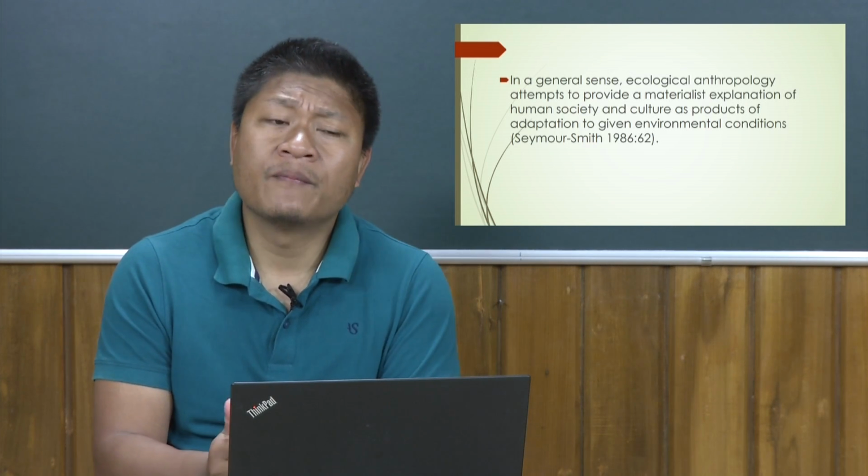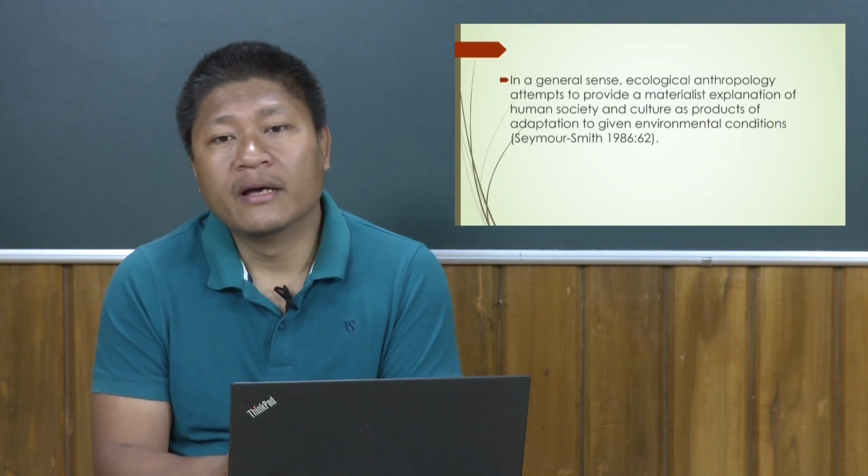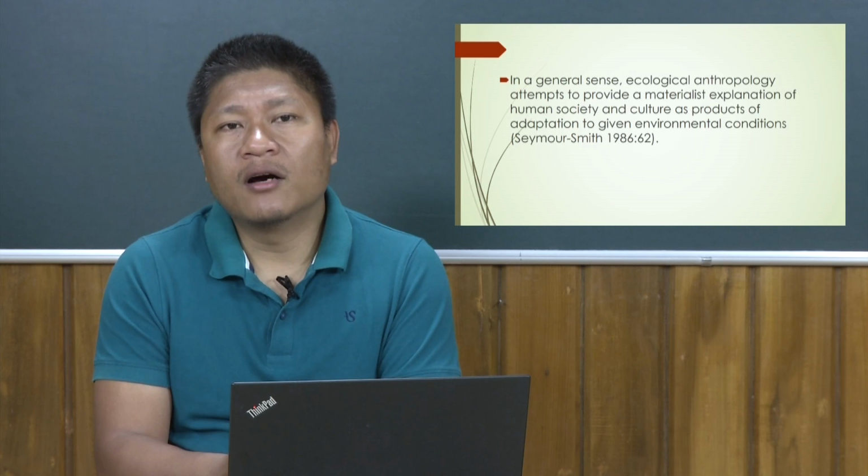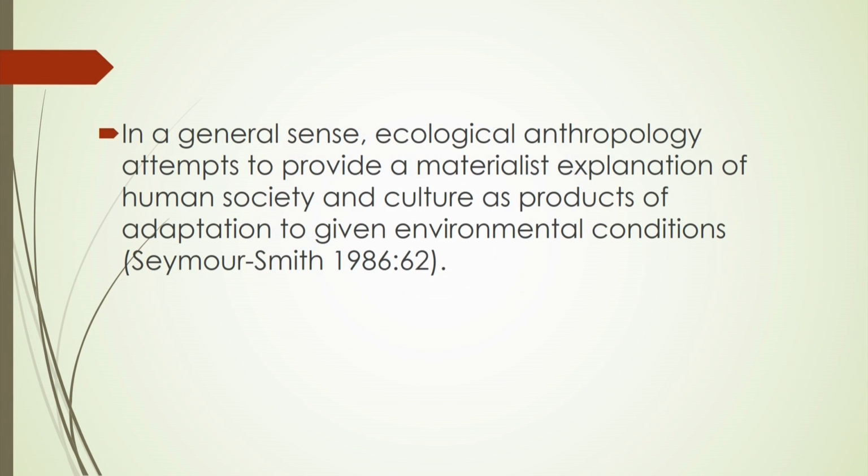Now, in a general understanding, ecological anthropology also attempts to provide a materialist explanation of human society and culture as a product of adaptation to given environmental conditions. Many of the ceremonies, rituals, and the relationships which evolve among humans, or humans and nature, ecological anthropology tends to encompass all these relationships which exist not just within human society, but between human and nature, or rather human and environment. Now, it tends to locate and understand an explanation for this kind of relationship.